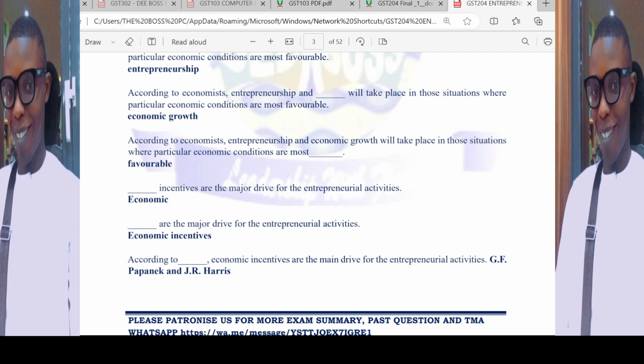Now, economic incentives are the major drive for entrepreneurial activities. Economic incentive, that is to say, monetary benefits and the likes, wealth acquisition and all. Economic incentives remain the major drive for entrepreneurial activities, and according to G.F. Papanek and J.R. Harris, economic incentives are the main drive for entrepreneurial activities. So these people are saying that the major drive for entrepreneurial activities is economic incentives. So when there are no incentives, there might not be entrepreneurial activities.